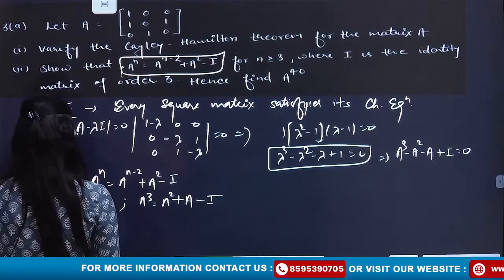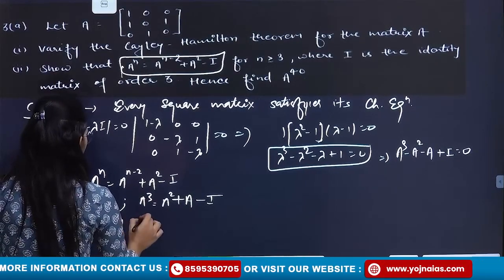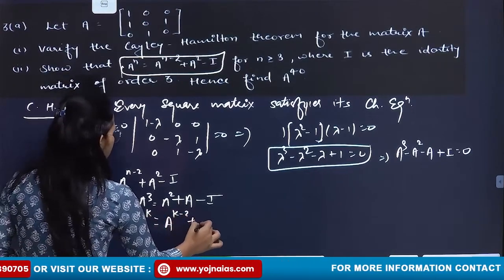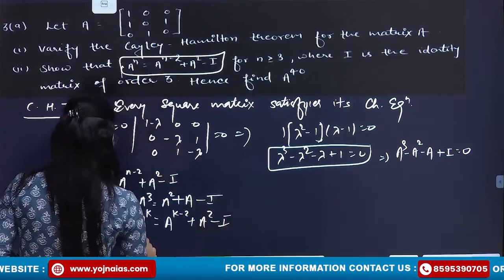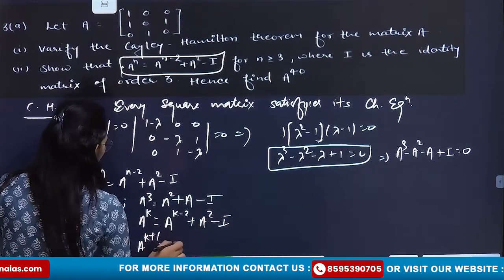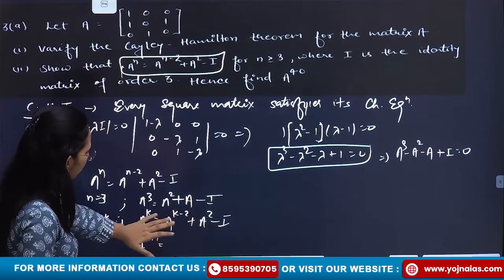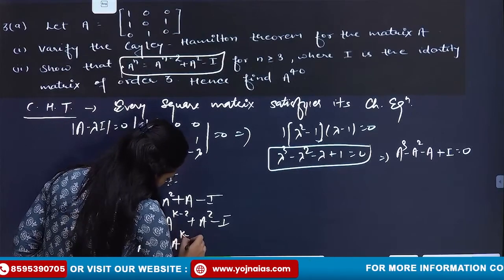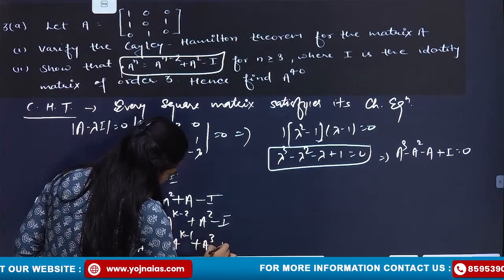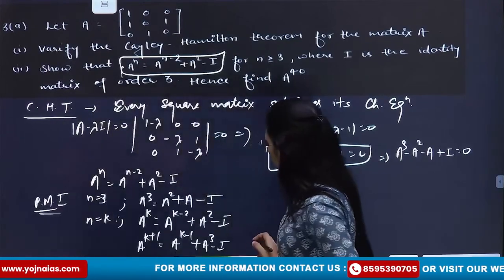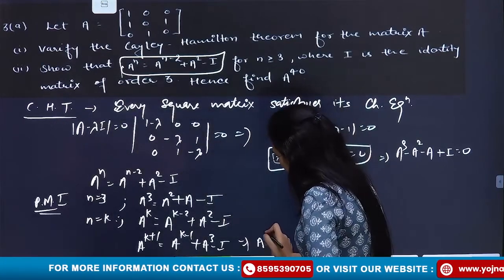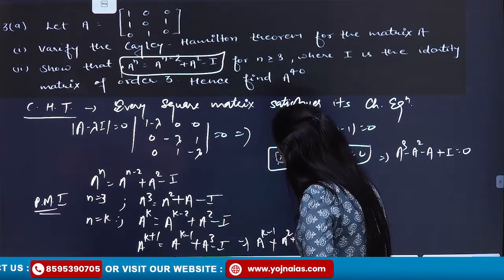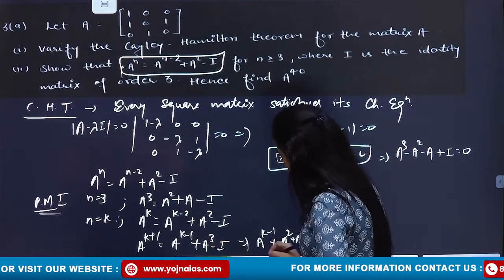We will assume that for n equal to k, the result holds, that is a^k = a^(k-1) plus a^2 minus I. And for k plus 1, what will we do? We will multiply this equation throughout by a, so a^(k+1) is going to be a^k-1 plus a minus I, and this becomes a cube. Put the value, a^(k-1) plus a cube, a square, a I.